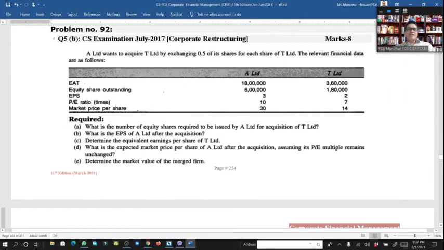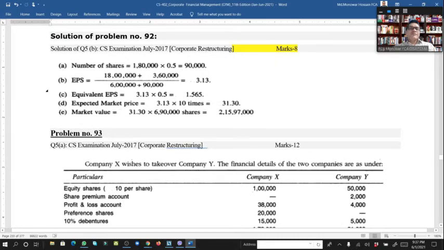Now determine the market value of the merged firm. What is the total value of the firm? Look here, we multiply the expected market price per share of 31.30 by the total number of shares issued: 6 lakhs previously and 90,000 issued for the acquisition of company T. If we multiply 6 lakh 90,000 shares by the expected market price 31.30, then the market value of the firm after acquisition is 2 crore 15 lakh 97,000.